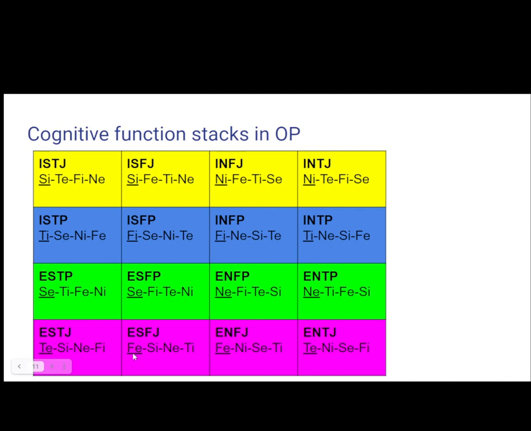So like ESFJ, for example, FE is the strongest function. The opposite function is TI. That would be the last function. And then when you look at the cognitive function stack, if the first function is introverted, the second function is extroverted. So ISTJ, introverted sensing as the first, extroverted thinking as the second. ESFJ down here would be FE as the first, and then SI would be the second. It's an introverted function. And then also the second and third functions are the opposite of each other. So TE and FI are opposites, and then down here, SI and NE would be opposites.